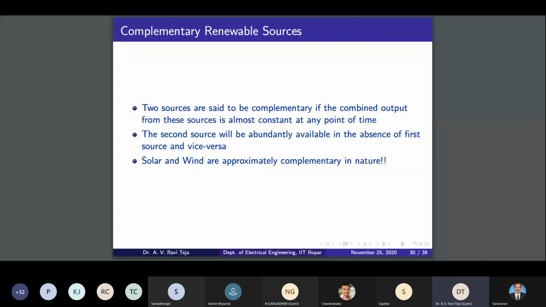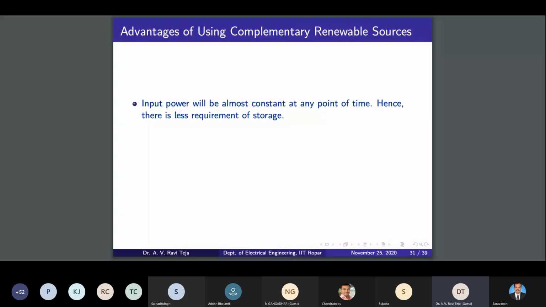So this unreliable or intermittent nature of solar and wind power, we can reduce to a large extent by making it almost constant, right? If it is almost constant, then assume that I am taking it from a thermal power plant, so there I can get constant input power, right? If it is less fluctuating, then my storage requirement will reduce drastically.